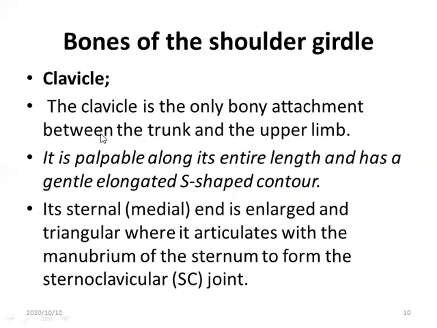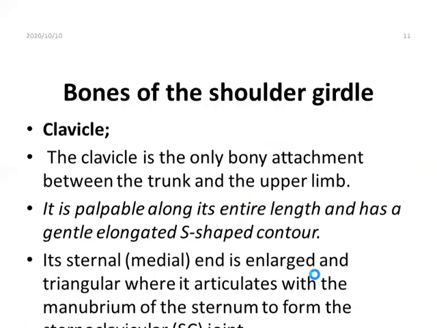Clavicle. The clavicle is the only bone attachment between the trunk and upper limb. It is palpable along its entire length and has a gentle S-shaped contour. The clavicle is of S shape. The sternal end, also called the medial end, is enlarged and triangular in shape, where it articulates with the manubrium of the sternum to form the sternoclavicular joint.